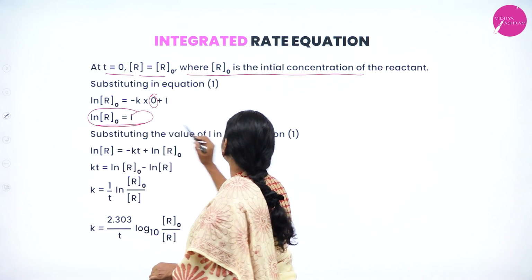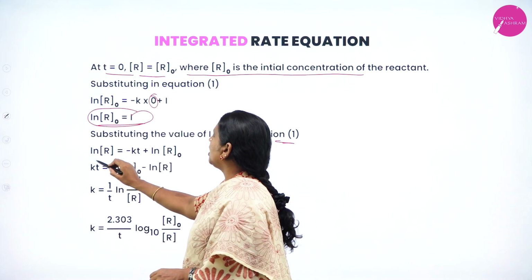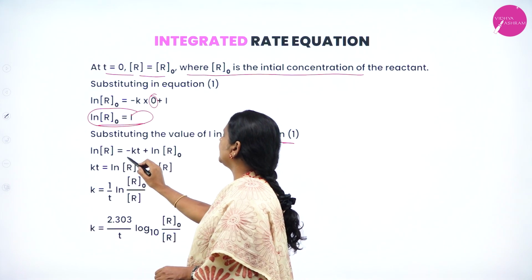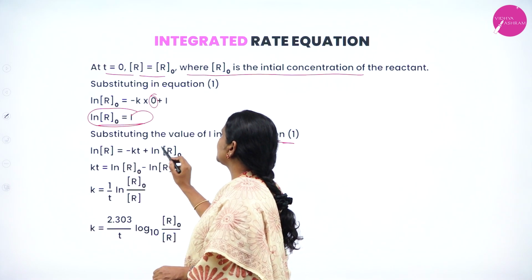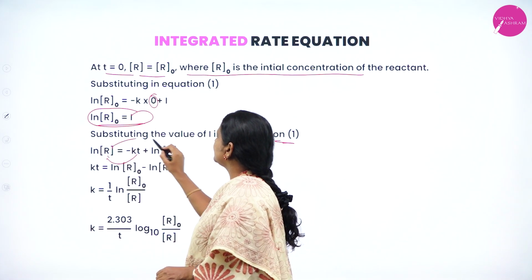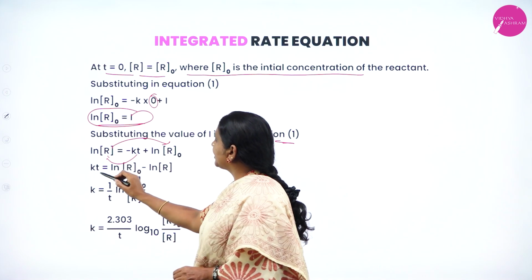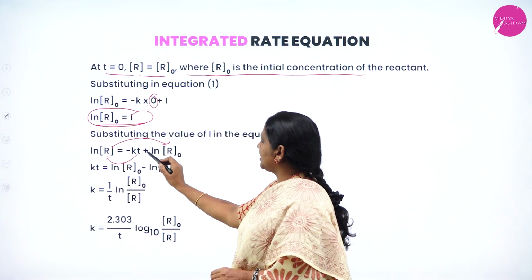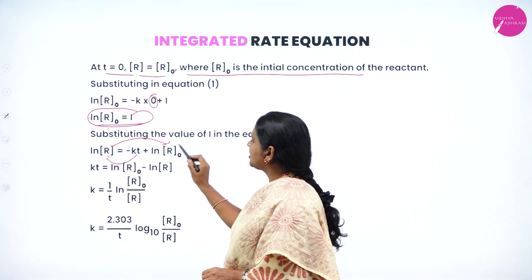Substituting this value in equation 1, we get log natural molar concentration of R is equal to minus kt plus log natural R0. Rearranging, you take kt to the LHS and log natural R to the RHS, you will get kt is equal to log natural R0 minus log natural R.